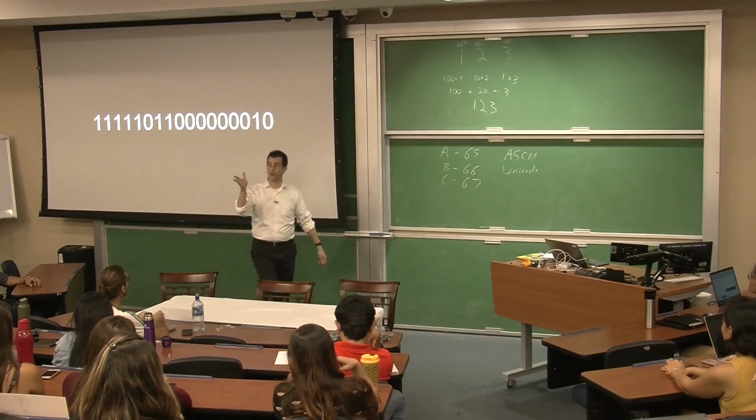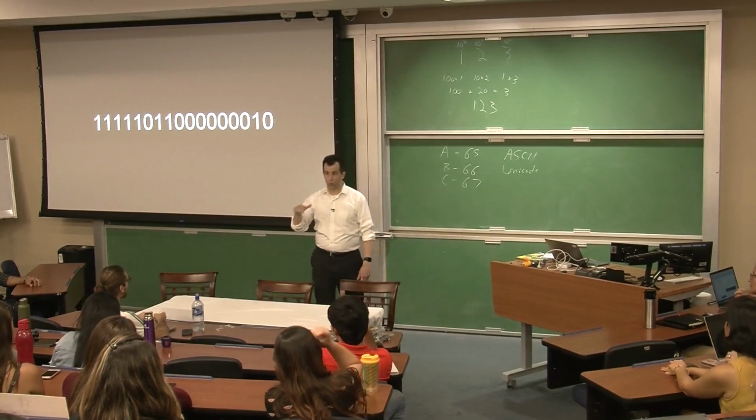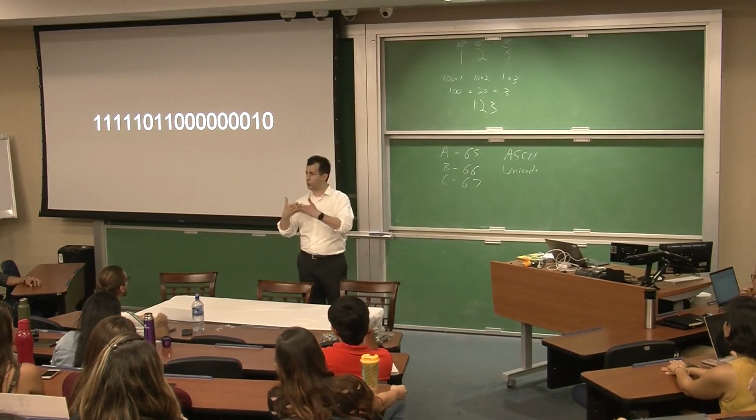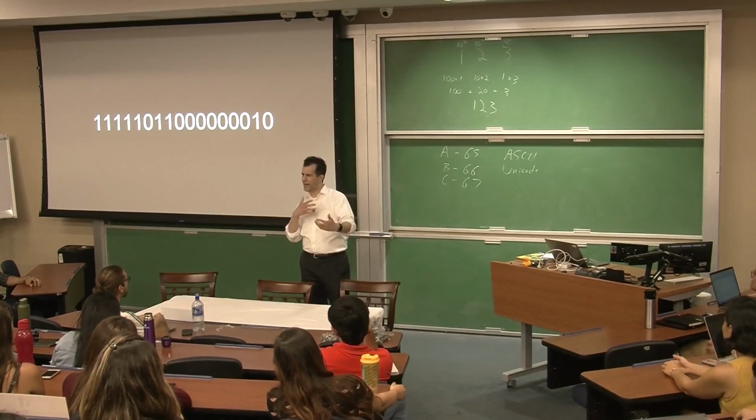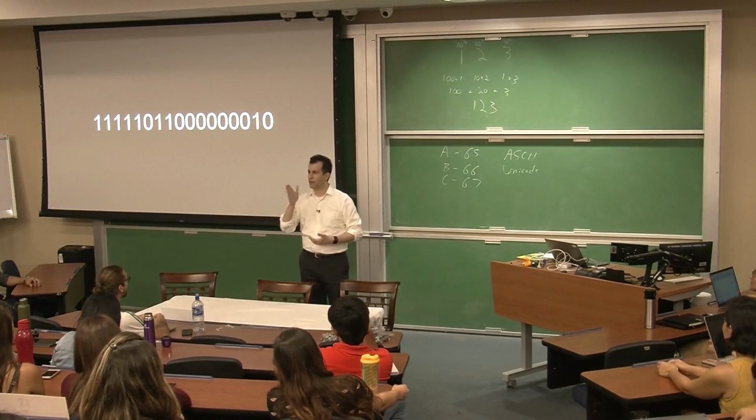Really good question. Other systems, if you're familiar with Morse code, do not have this feature. And so you can get ambiguous words out of Morse code because sometimes a dot and a dash might actually be a dash and a dot in different contexts depending on where you separate them.